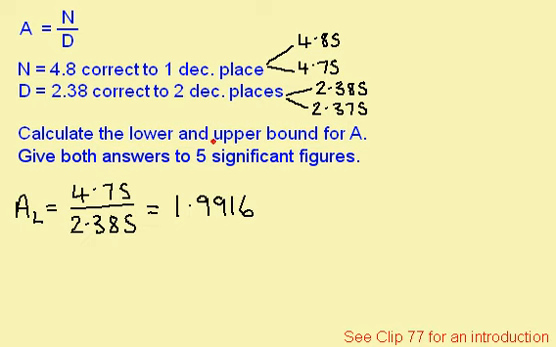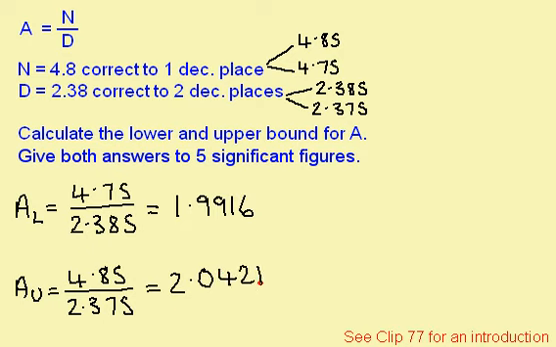I now need to calculate the upper bound for A. For this to be as large as possible, n needs to be the biggest it can be and d needs to be the smallest it can be. So the upper bound for A is the largest possible value of n, which is 4.85, divided by the smallest possible value of d, which is 2.375. This gives me 2.0421 correct to 5 significant figures.